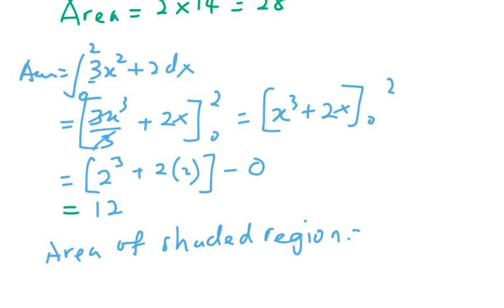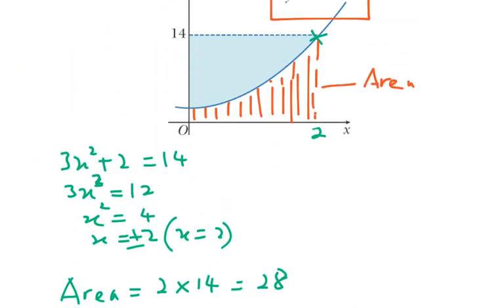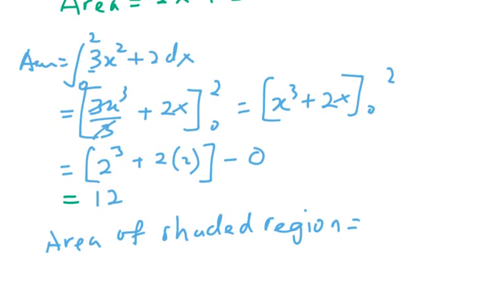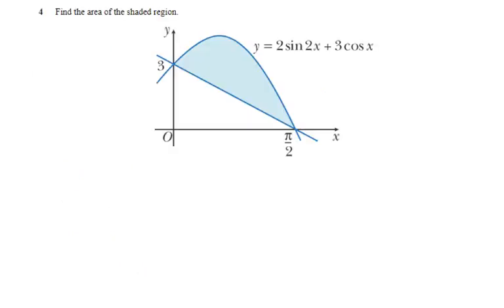all you need to do is take the area of the quadrilateral, which is this whole part, minus the area under the curve bounded by the x-axis. So 28 minus 12. Hence, your answer will be 16. Let's proceed to look at the last question.